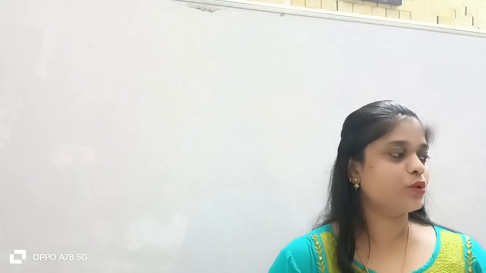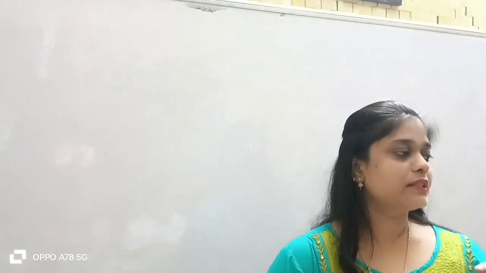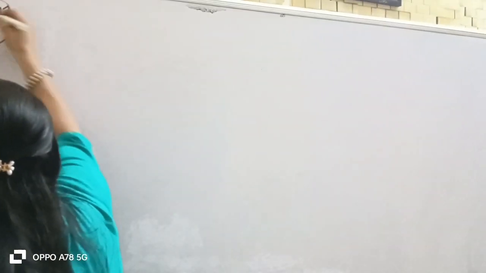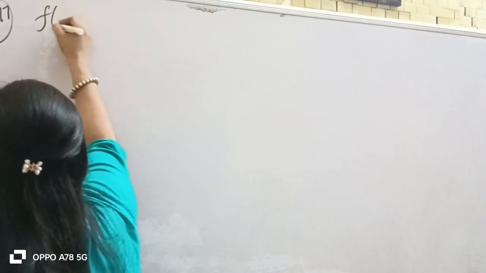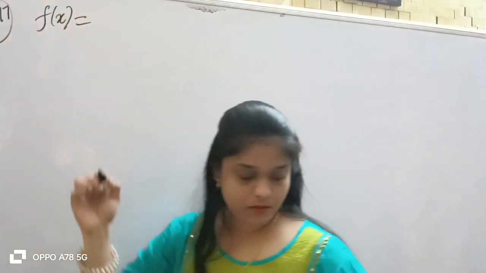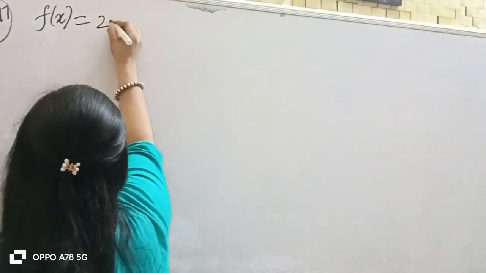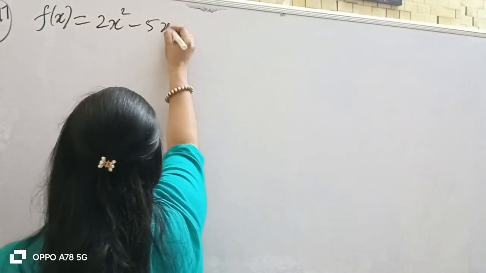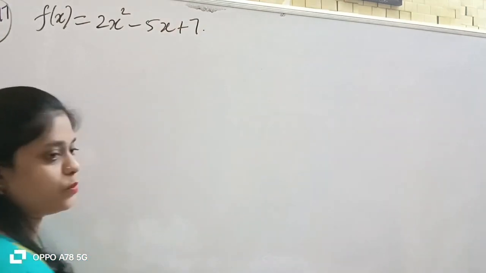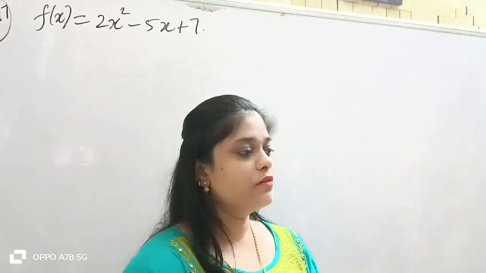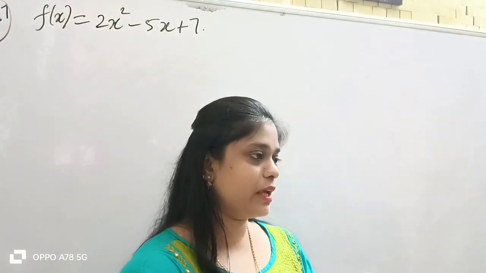This is the first step. If alpha and beta are the zeros of the quadratic, what do we have to do? Sum and product. That's the first step. Here the polynomial is f of x, given in example 17: 2x square minus 5x plus 7. This is your quadratic equation. This alpha and beta are the zeros of the polynomial. Initially, calculate alpha plus beta and alpha into beta.